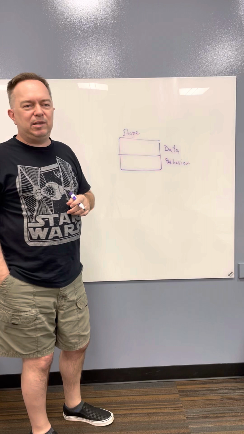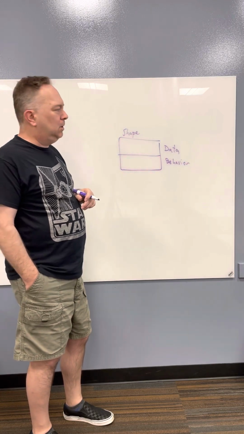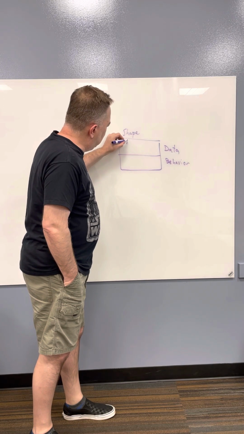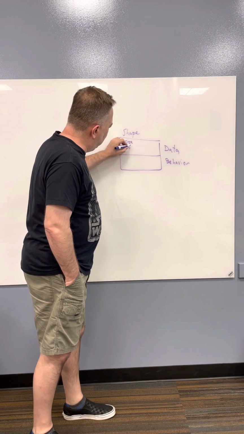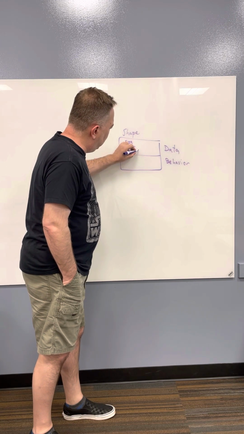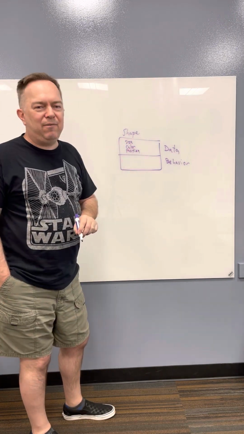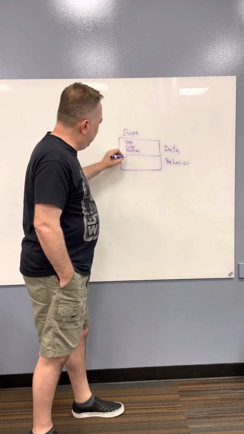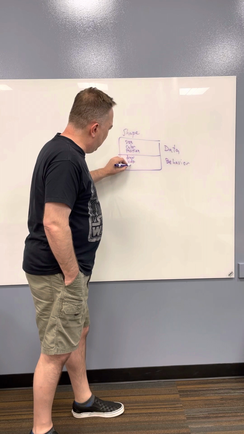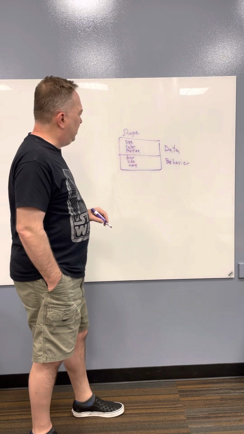So data, well, it's information about a shape. Okay, well, what kind of information might we have? We might have size, we might have color, we might have position. Okay? Well, what kind of behavior? What do you do with a shape? Well, you might draw it, you might hide it, you might move it, right?